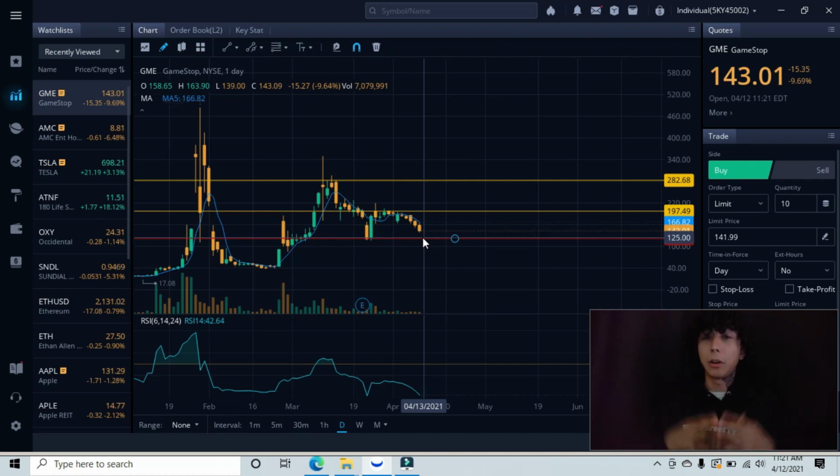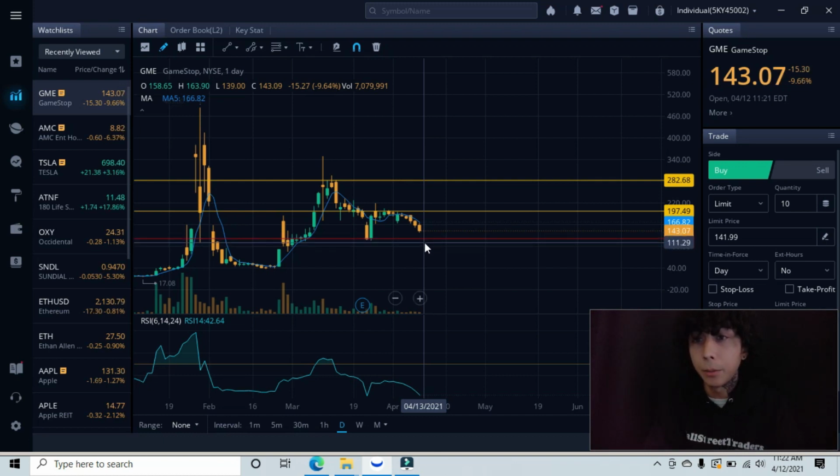So I would say that there would be a good buy opportunity to get in to catch a bounce if you're a swing trader or a day trader. So wait until we get back to the 125 level, and then obviously have your stop loss below that, maybe around 110 or 115, to protect your portfolio, you guys.